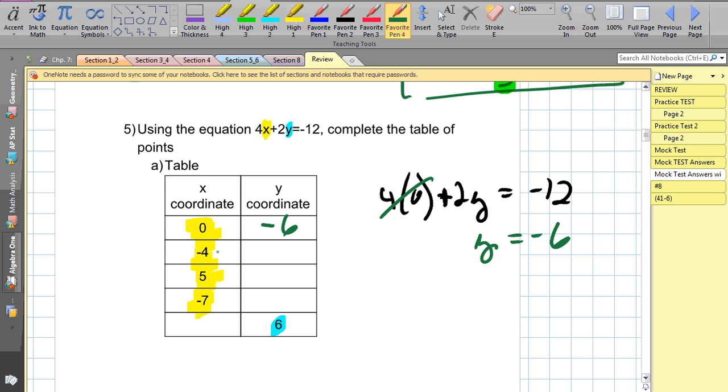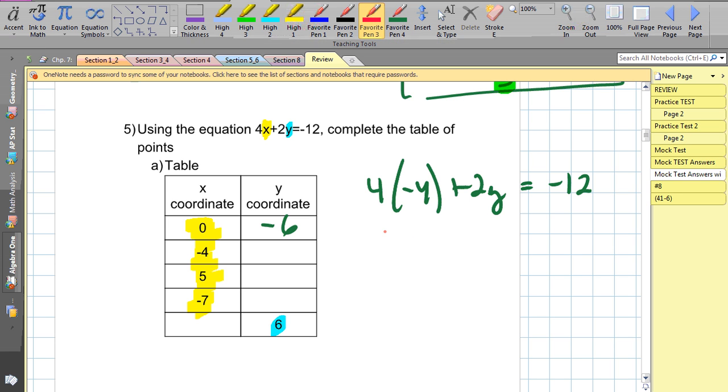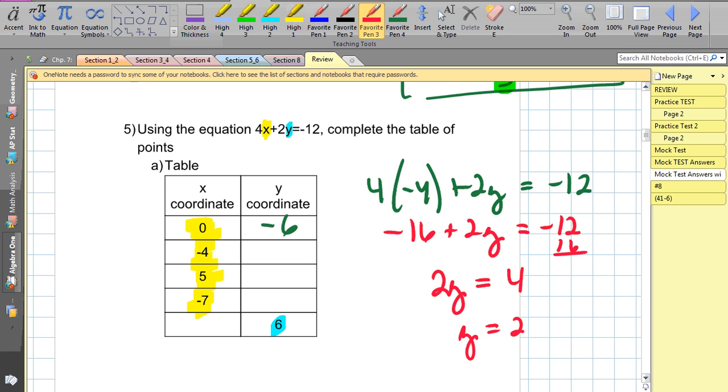The next one, I'm going to do the same thing, but instead of plugging in 0, we're going to plug in negative 4. So when I plug in negative 4 here, this is 4 times negative 4 plus 2y equals negative 12. And so this is going to be negative 16 plus 2y equals negative 12. And I put the 16 on the other side, it becomes a positive 16. That equals 4, so y equals 2. Again, I'm using some solving skills here. I'm using some arithmetic, adding and subtracting.